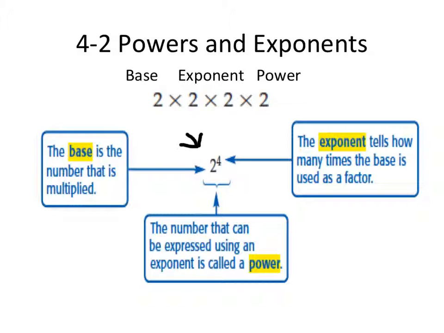In the last lesson, we went over factors. It means to multiply. Now, all together, as you can see here, 2 to the fourth power, the number that can be expressed using exponents is called a power. So this whole thing here is called a power. The base is the number 2, and the exponent is the 4. And this is a shorthand for saying 2 times 2 times 2 times 2. So we decided to write it a little bit shorter, 2 to the fourth power.